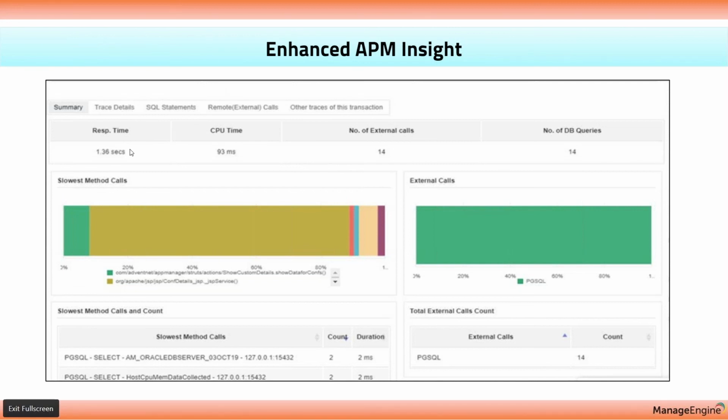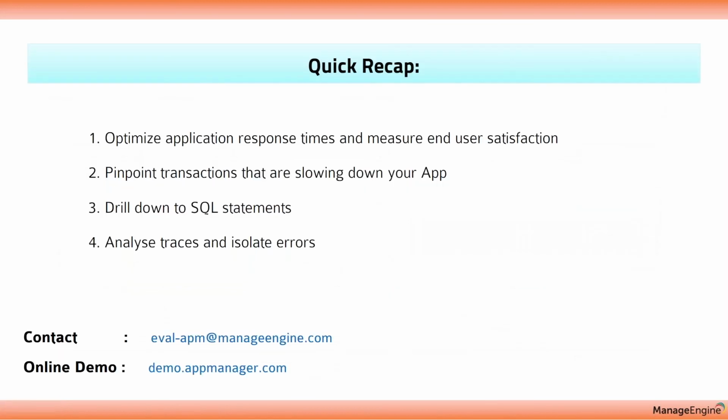We have almost come to the end of the session, so here is a quick recap of what we discussed today. We discussed optimizing your application response time using the APM Insight solution, and measuring end-user happiness using our Apdex score. We also discussed pinpointing the specific transactions causing slowness in your application, analyzing them from the SQL statements, and using the stack traces to fix the issues. We also discussed monitoring your applications from a database perspective, and showed a few metrics that would be quite helpful for proactive DBA monitoring.